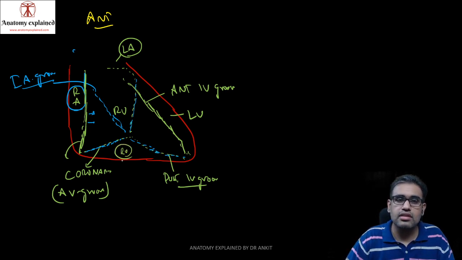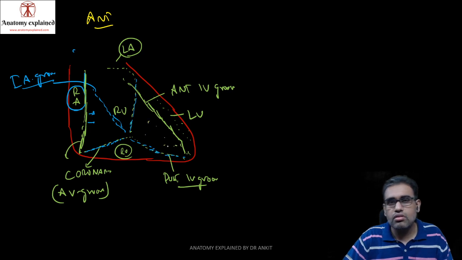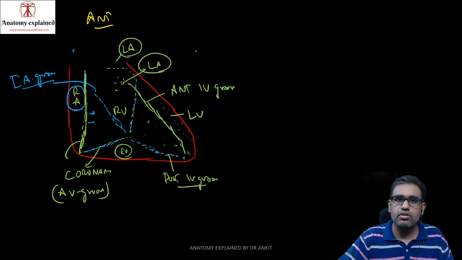Behind, you can see this position will also be of RV lower down on the diaphragmatic surface. The LV is mainly anterior, forming on the left side, but if you see at the posterior IV groove, this part whole will be LV. What is above this is going to be LA from behind. That is also known as the base of the heart.